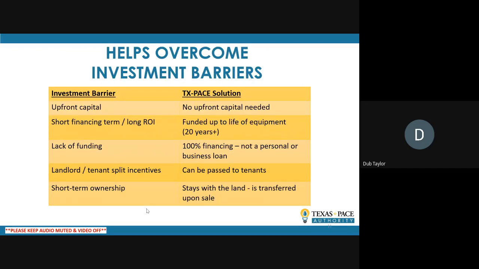It helps overcome investment barriers. No upfront capital is needed. You can fund the project for the useful life of the equipment, 20 years in some cases, 100% financing. It can be passed on to tenants as an operating cost.